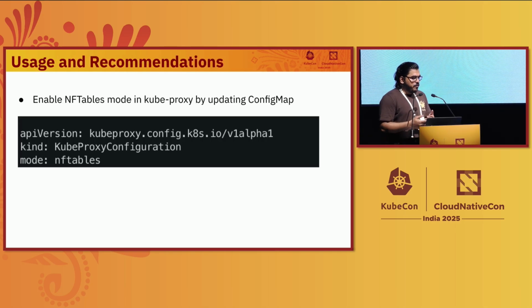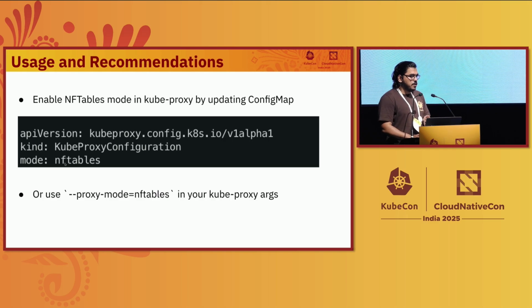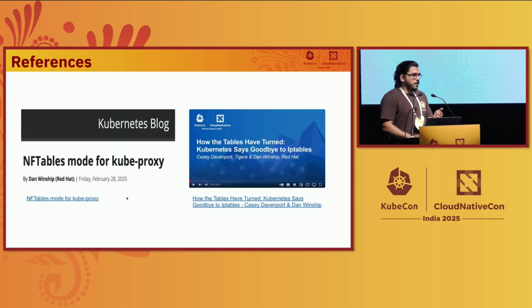To enable NFTables mode, you can directly configure the kube-proxy configuration. It's in the kube-proxy config map in the kube-system namespace, with mode nftables. Or you can provide the flag, proxy-mode nftables. That should be good enough. For references, there are some good talks and blog posts, so you can also go through them.